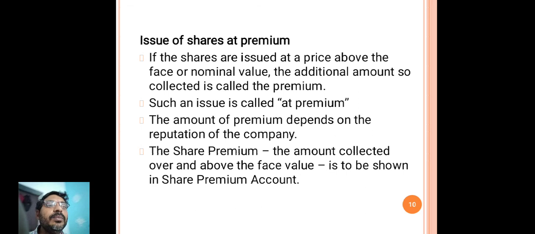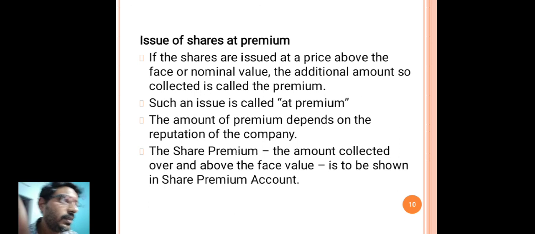The share premium, the amount collected over and above the face value, is to be shown in the share premium account. Okay. So here the premium means what?